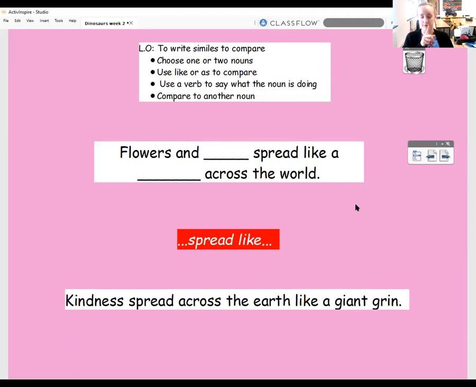Make sure you've got like in there. You might even want to circle it in your sentences so that you know you've definitely included it in your similes. Have a little go. And don't forget, if you want to send it to me so I can have a look, that would be great.